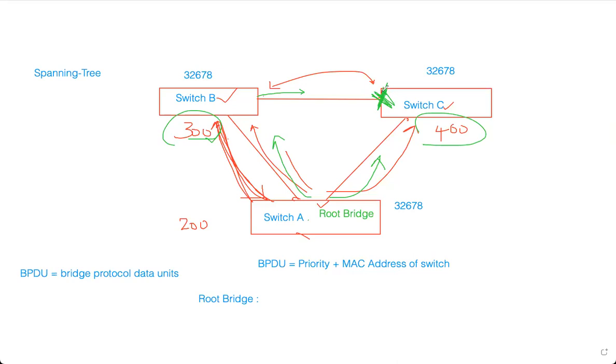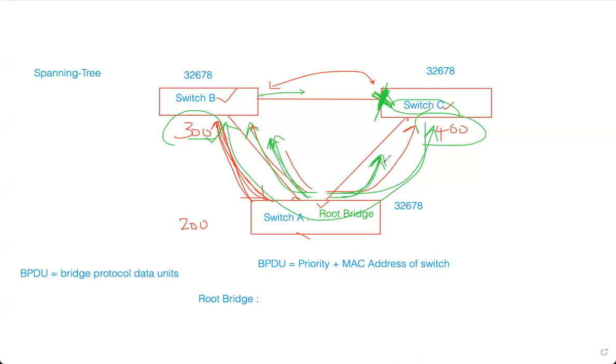So we avoid the loop. Switch A can talk to switch B. Switch A can talk to switch C. If switch C wants to talk to switch B, it has to pass through switch A. And spanning tree puts this port in the blocking state. And these states we will talk more about in the spanning tree states later. But switch A will be in the forwarding state, allowing the traffic.